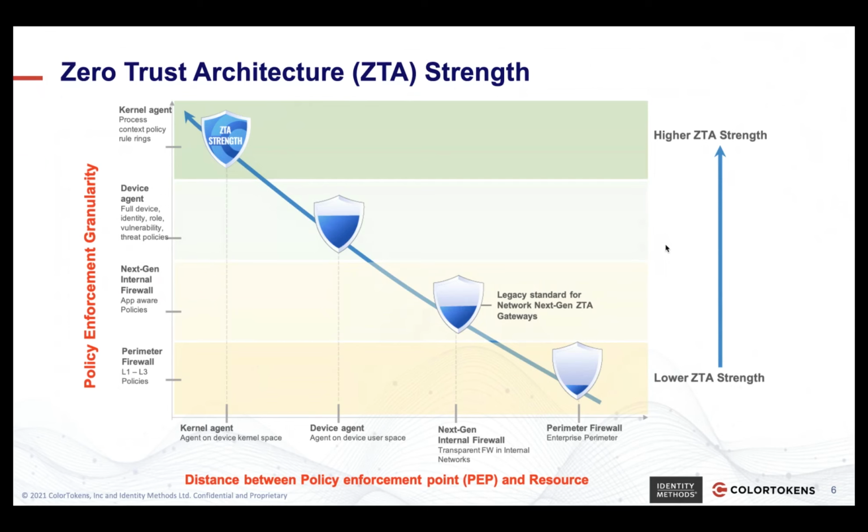And what we're trying to do on both of these access points is drive right down to the granular level, whether that be a device agent, for instance, or even further up a kernel agent, to try and bring that granularity back down to the workload and make it as close as possible.